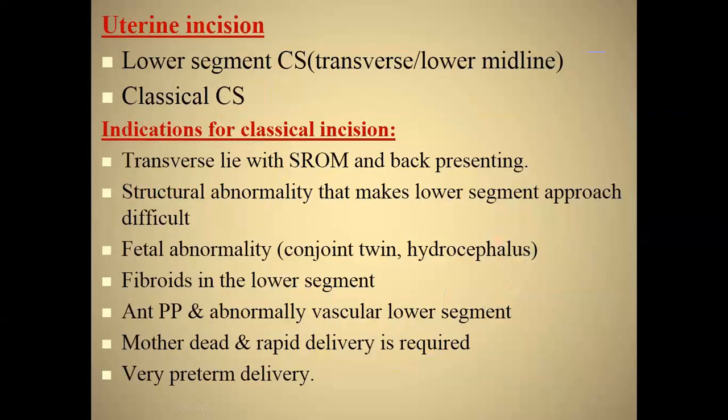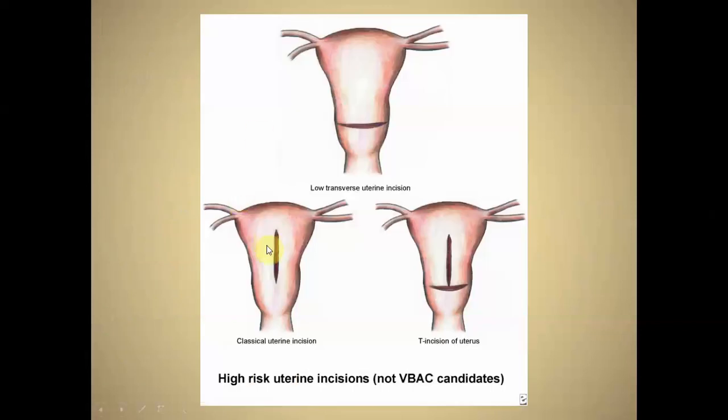Uterine incisions: we have 2 types of uterine incision. That is the incision on the uterus. We have either the lower segment cesarean section, which we call lower transverse, or lower midline, and we have the classical cesarean section. The classical cesarean section is a longitudinal incision in the upper part of the uterus, and this is the lower segment cesarean section. The lower segment cesarean section is more commonly used, while the classical, longitudinal or upper cesarean section has certain indications.